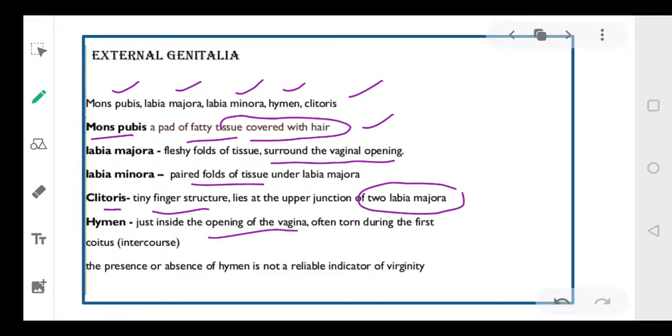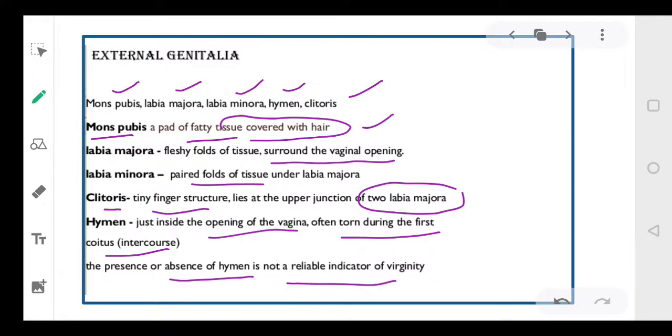The hymen is at the opening of the vagina, and this is often torn during the first intercourse. But this is not an authentic indicator of the virginity of a female, because sometimes in females involved in athletics, it gets torn also. In our society it is generally assumed that if the hymen is intact, the female is a virgin. But in females involved in athletics or heavy exercises, the hymen breaks during those exercises. So the presence or absence of the hymen is not a reliable indicator of virginity.